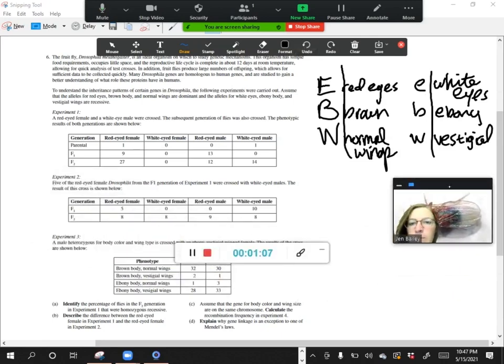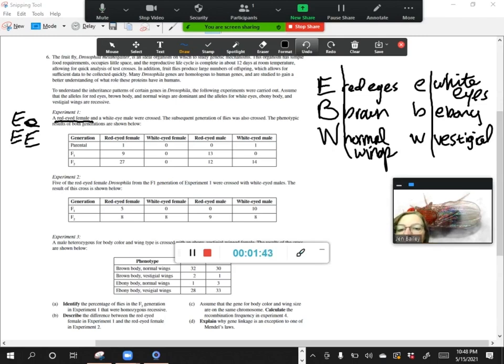Okay, so let's check out these experiments. Experiment 1, a red-eyed female and a white-eyed male were crossed. The subsequent generation of flies was also crossed. The phenotypic results of both generations are shown below. Okay, so we've got a red-eyed female. That means she's probably either going to be what? Heterozygous or homozygous, 2 capital E's. Okay, we don't know yet. We might have to find out at some point.